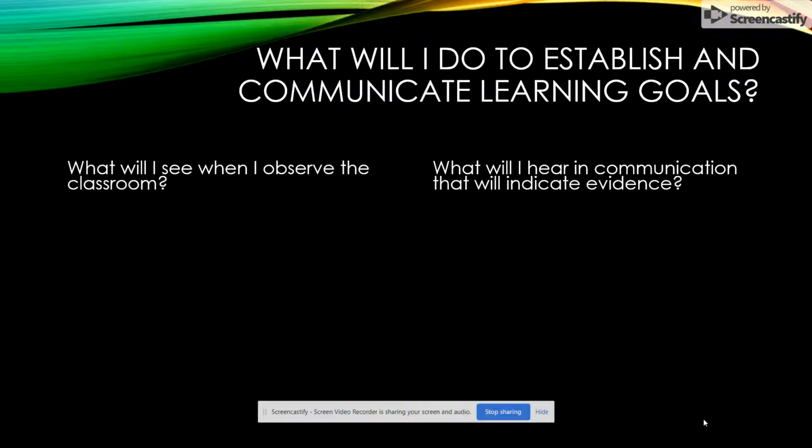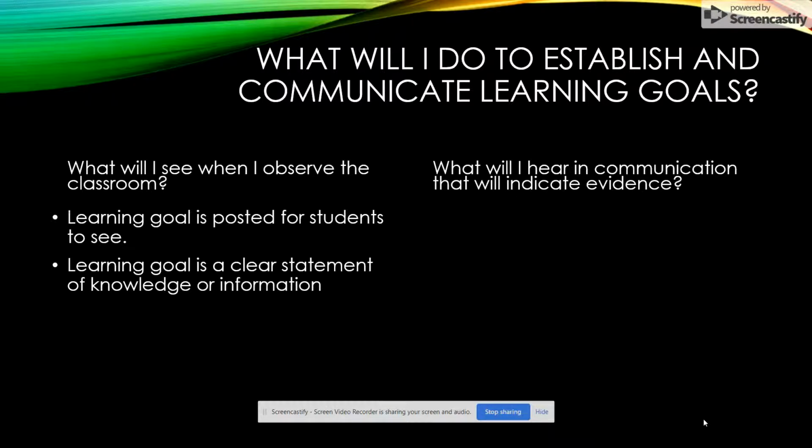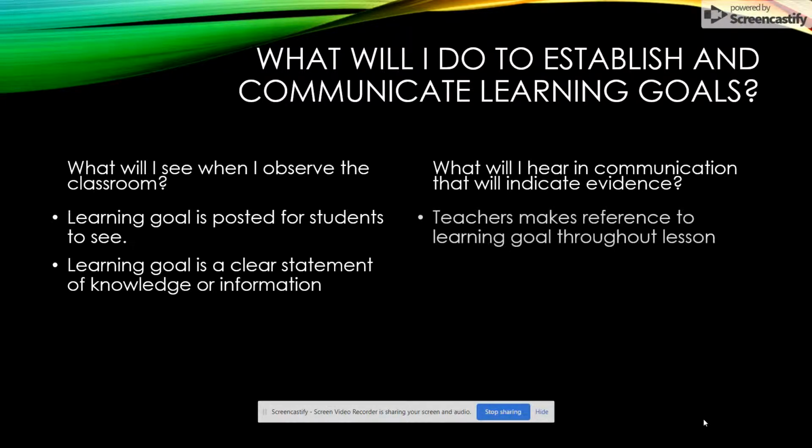This is question 1 from domain 1. What will I do to establish and communicate learning goals? What will I see when I observe the classroom? Learning goal is posted for students to see. Learning goal is a clear statement of knowledge or information.